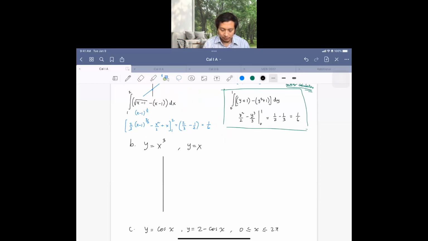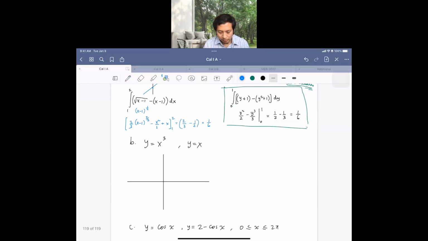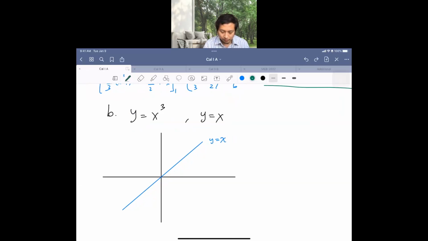So first, we draw the curve. Then we can start with x. We can draw like that. This is y equal x, and then we have the cubic, maybe about that. Okay, so we can define our points here and here. This is y equal x cubed.